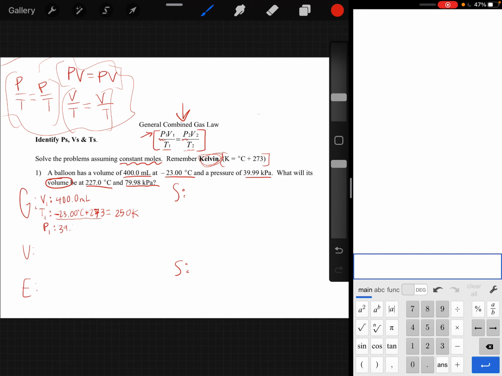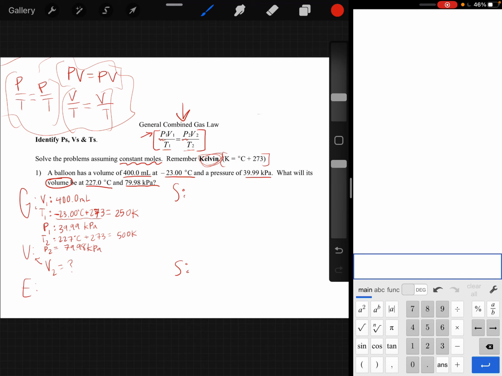And then the first pressure I was given was 39.99 kilopascals. I was also given a second temperature of 227 degrees Celsius, but I need to get myself to Kelvin, so I'm going to add those together, and I believe this becomes 500 Kelvin. And finally, P2 is going to be 79.98 kPa. Okay, my unknown is going to be volume 2, right? They asked for the second volume.